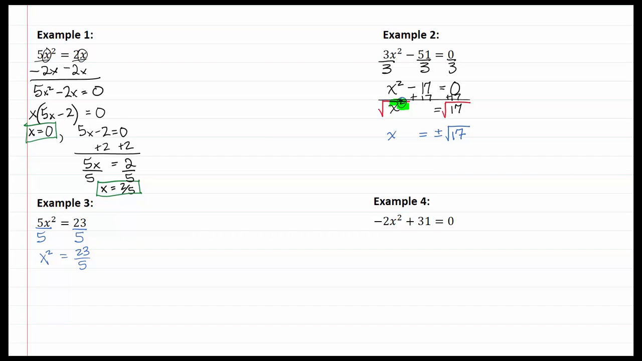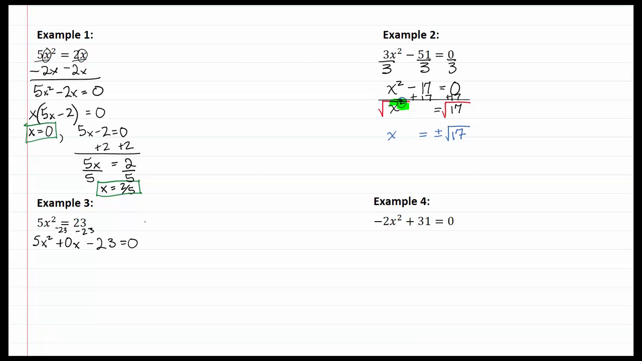So I'm going to go back. I'm going to erase this, and I'm going to start over. 5x squared plus 0x in place of the middle term. And then if I subtract 23 from both sides, then I'll get it set equal to 0.